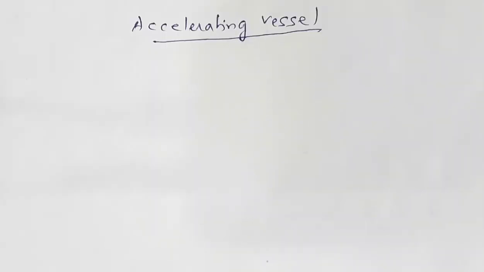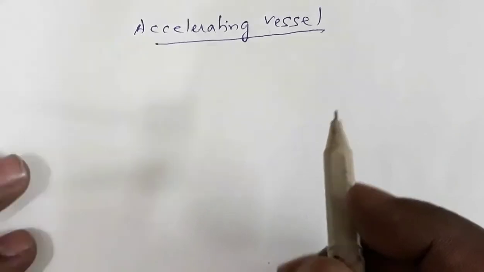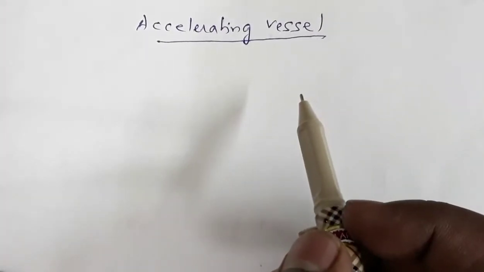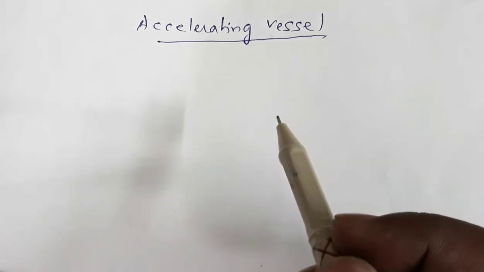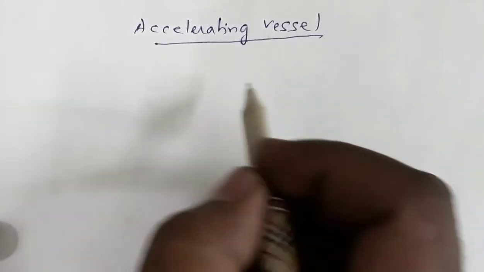Now let us see what happens if the vessel is not at rest. Previously, the pressure difference was calculated for vessels at rest. The fluid was at rest, the vessel was at rest. Now let us consider a case when the vessel is accelerating. So we will be basically considering 2 cases. First case, vessel accelerating along x-axis. Second case, vessel accelerating along y-axis. So first let's say what happens when the vessel accelerates along x-axis.